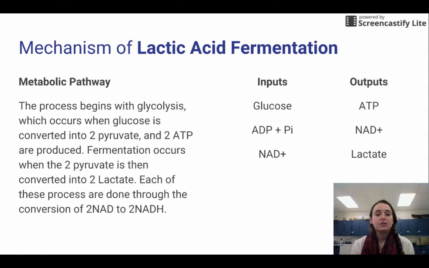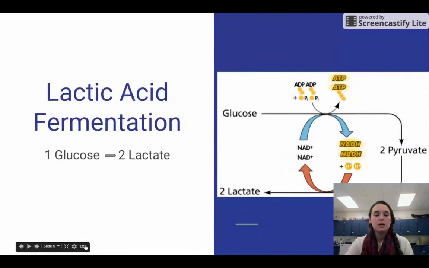And it's also NAD+ being converted into NADH. But after glycolysis is reached, then fermentation actually happens kind of the same way as glycolysis, and you end up having two lactate molecules, or what we know as lactic acid.